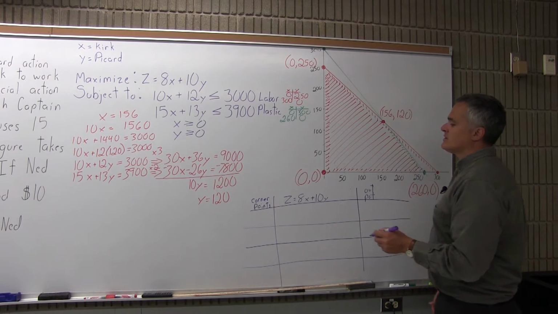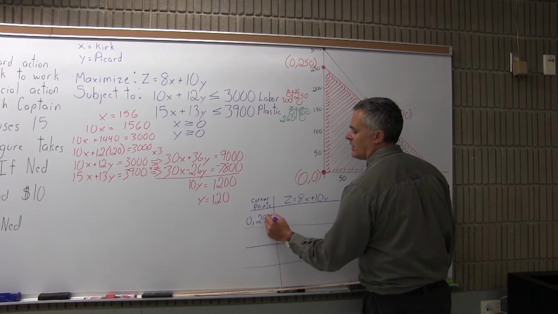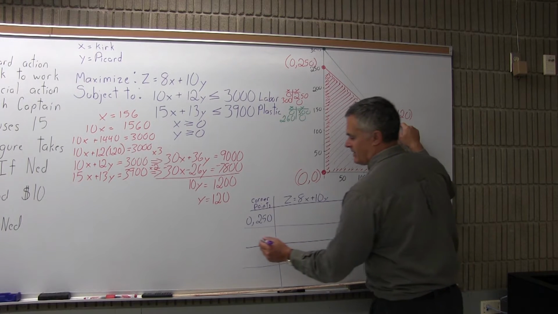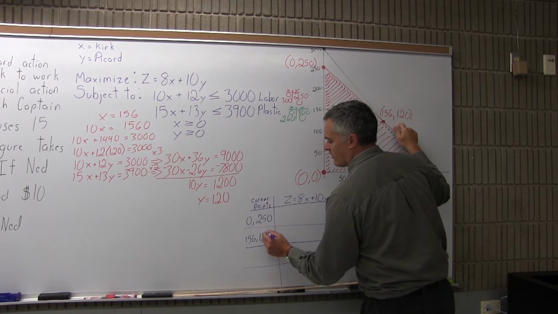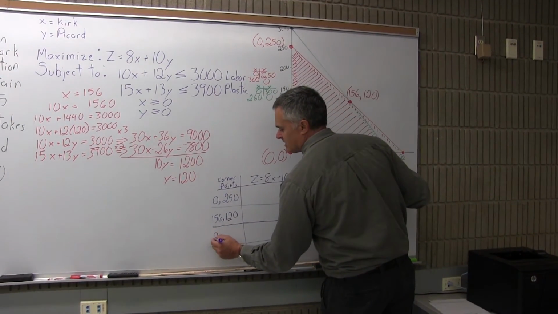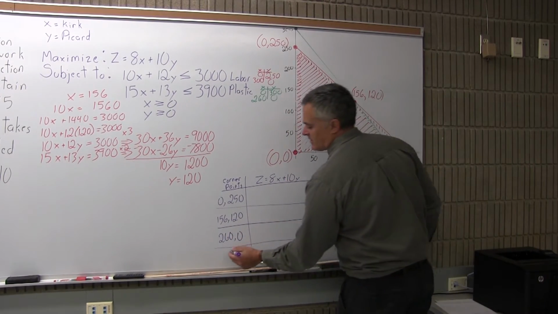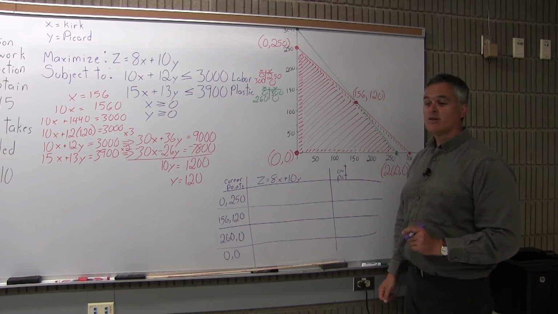List out the corner points. So I have one at 0, 250. So 0 for x, 250 for y. I have one at 156, 120. 156 for x and 120 for y. I have another corner point at 260 for x and 0 for y. And the last one's 0, 0. Again, I know for sure that's not the maximum, but I'll include it.